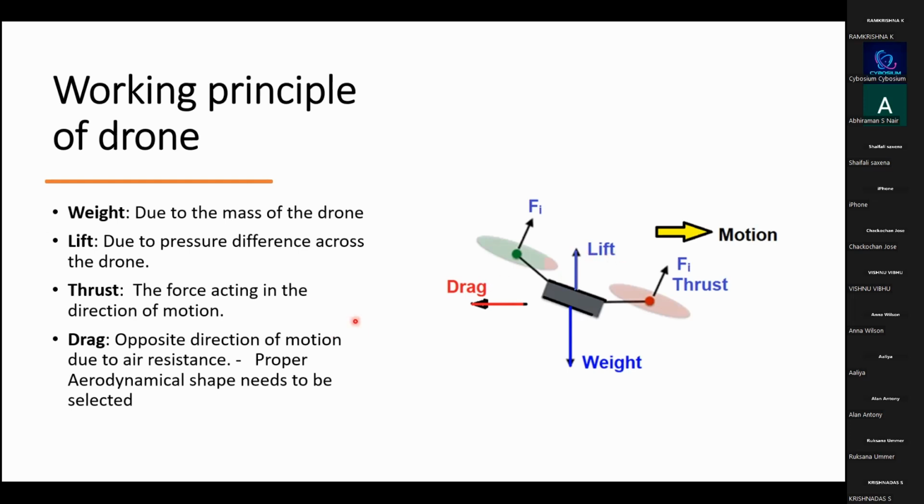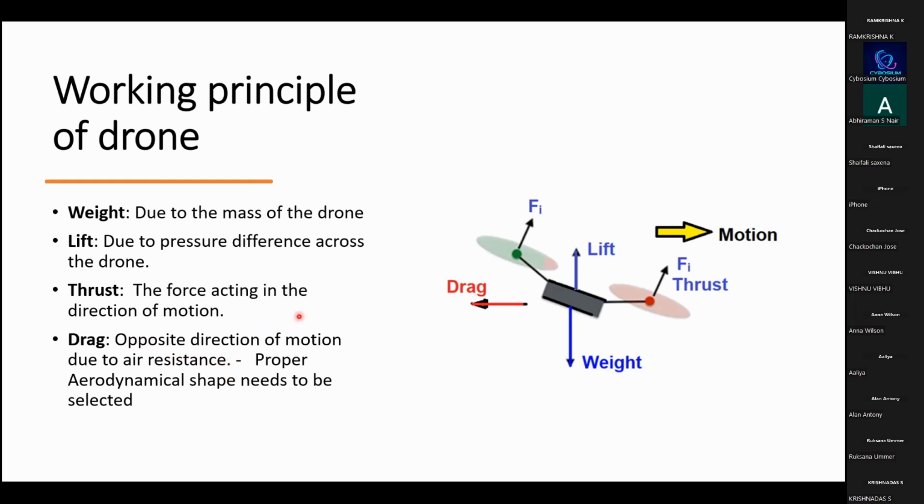And then, opposite to thrust, there is one more force called drag. It is in the opposite direction of motion due to air resistance. Since we are flying it in an environment, there will be resistance coming from the air. So drag force is generated. Proper aerodynamical shape needs to be selected for reducing the drag force.